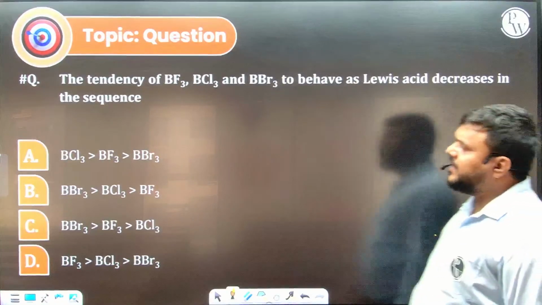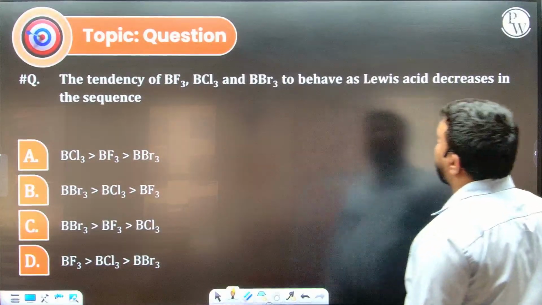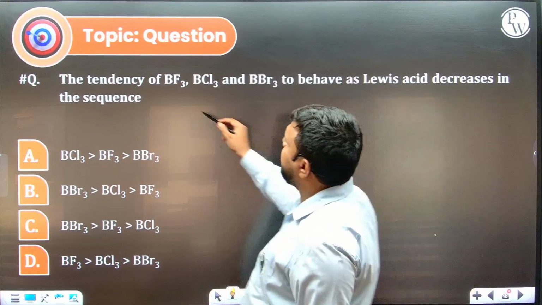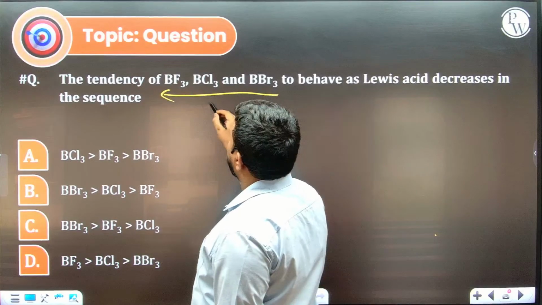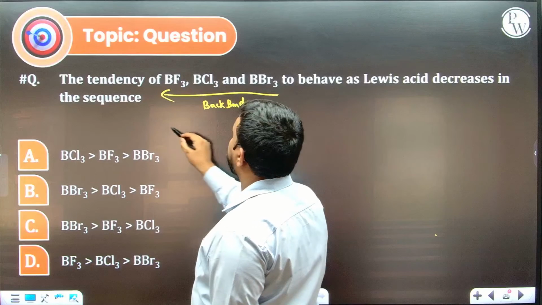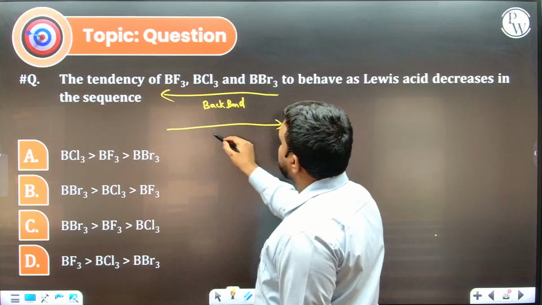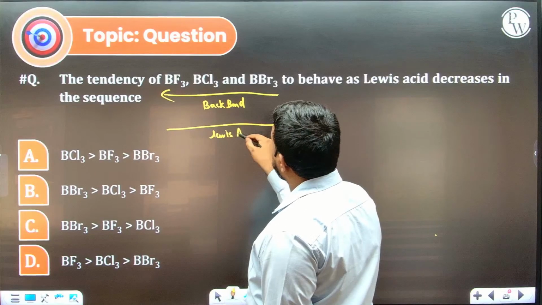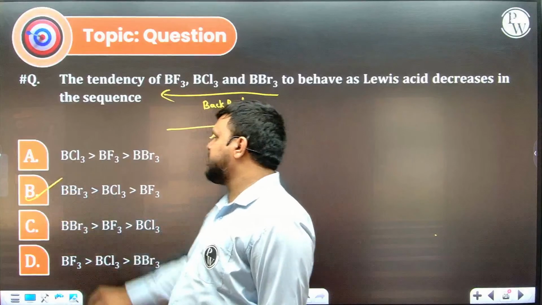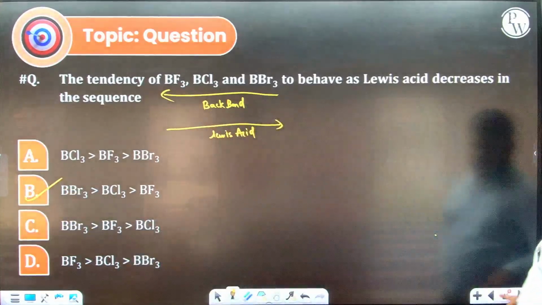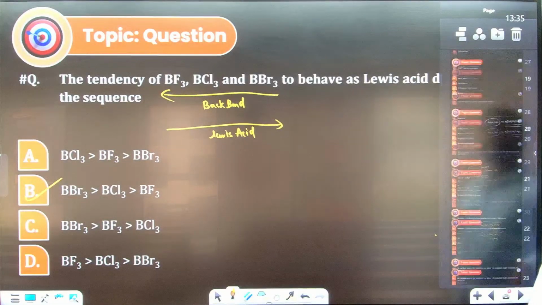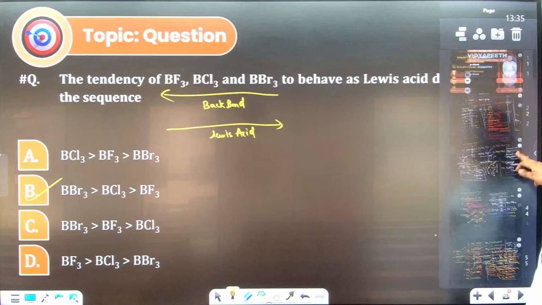They are asking us the tendency of BF3, BCl3 and BBr3 to behave as Lewis acid decreases in the sequence. Already we discussed this will be the back bonding, and back bonding and Lewis acid character are inversely proportional. So Lewis acid character will be this one. So the answer will be BBr3 more than BCl3 more than BF3. Second option will be the answer over here. Okay. So let us move forward now. Let us see the next section.